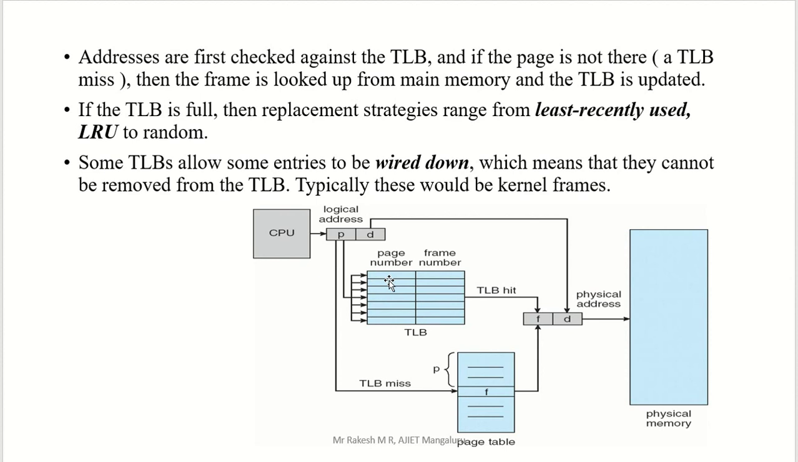Now the concept is that the page number is searched in this buffer. The logical address contains a page number, which is searched in the buffer. If that page number is present in the buffer, then the corresponding frame number is also obtained right here. Then that frame number is sent as a physical address to main memory and that page is accessed for the CPU. That is the concept. If that happens, it is called a TLB hit.